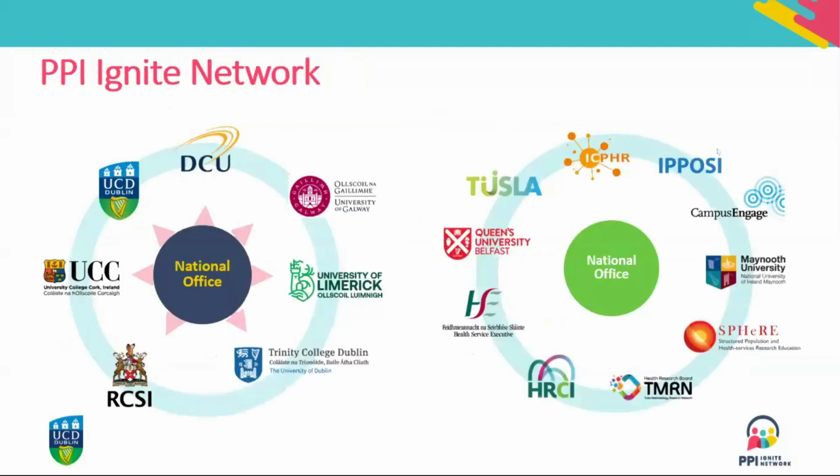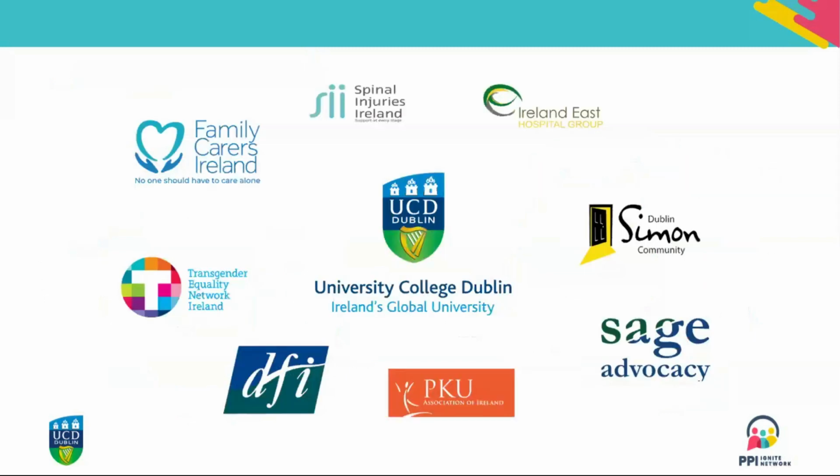So as Thilo mentioned, the PPI Ignite Network is just that, it's a network. So we have these 7 core university sites, and each of those university sites put up funding for the PPI Ignite Network, along with the Health Research Board and the Irish Research Council. Linked to that, we have 10 national partners. In addition to our national partners, each local office, so each of those 7 universities, also has local partners. So in UCD, we have 9 local partners, and 7 of those are either charity or community organizations. And we work quite closely with them in terms of governance and direction of what we do.